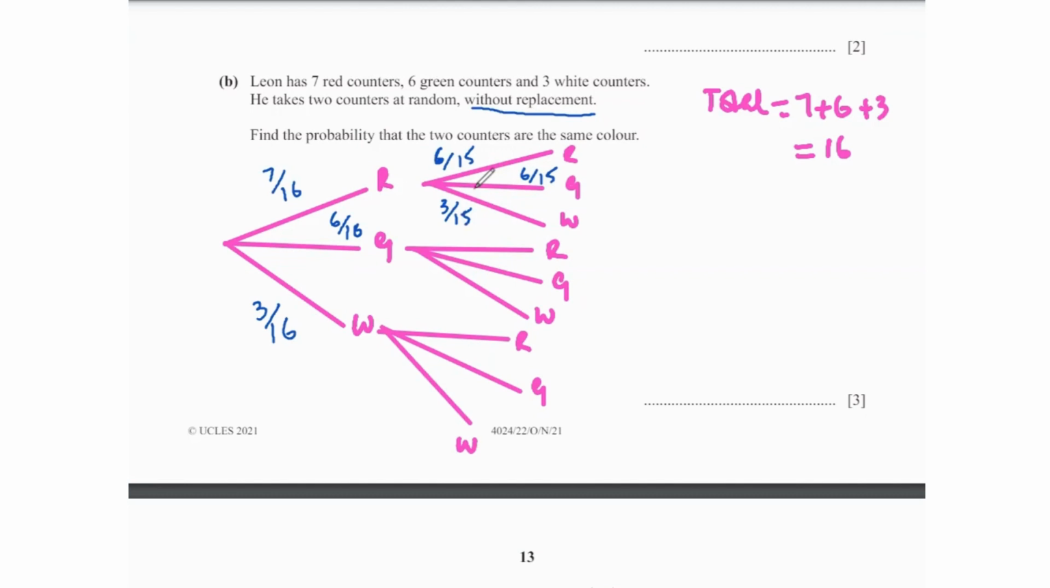As you can see, the total number of counters has changed for green and white, but the counters for green and white themselves remain the same, because you haven't drawn a green counter or a white counter. Now, if you draw a green counter in the first attempt, red would be 7 over 15, green would be 5 over 15, and white would be 3 over 15. If you draw a white counter in the first attempt, red would be 7 over 15, green would be 6 over 15, and white would be 2 over 15.